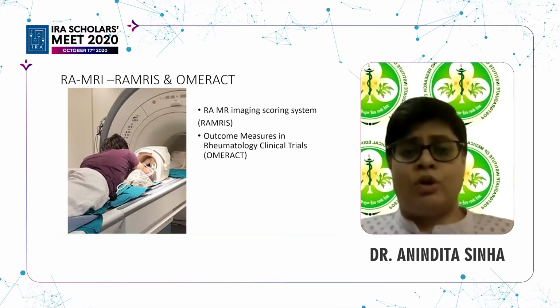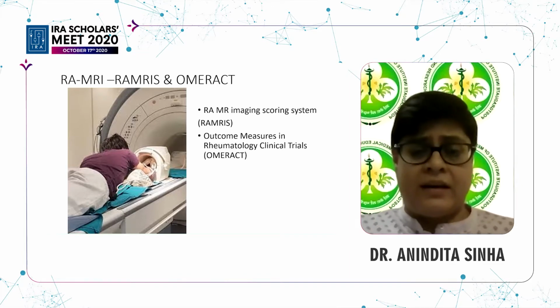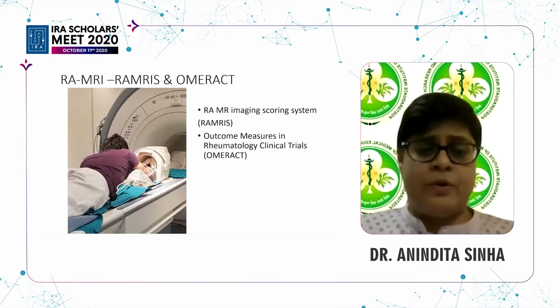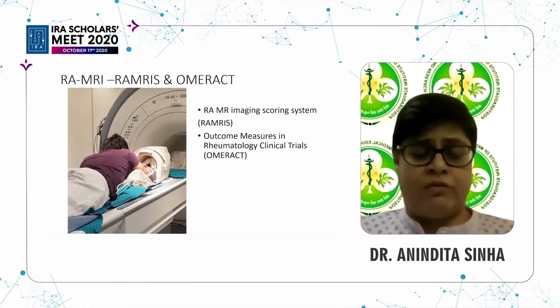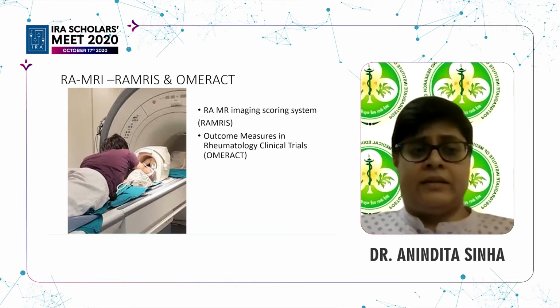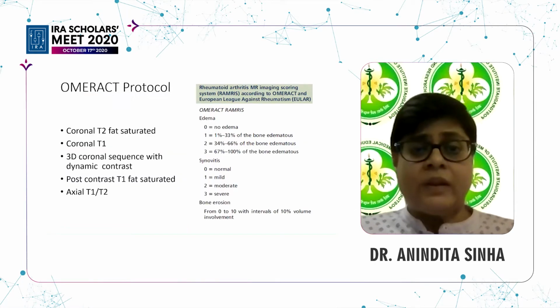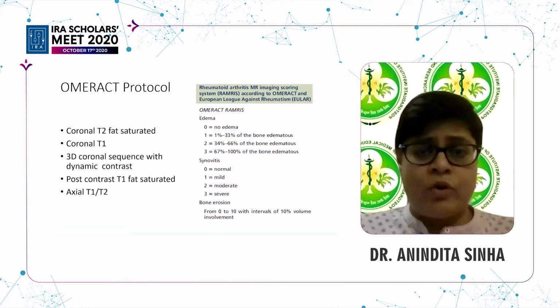But there are also standardized scoring systems, with outcome measures in rheumatology clinical trials, which have come up. There are atlases also which help you in diagnosing the grade of erosions, the grade of synovitis, the grade of bone marrow edema, and based on this a grading is given if it is necessary. But most of all, what we do is see the degree of involvement, the joints involved, and whether synovitis is present or not. So what is the OMERACT protocol which is suggested?